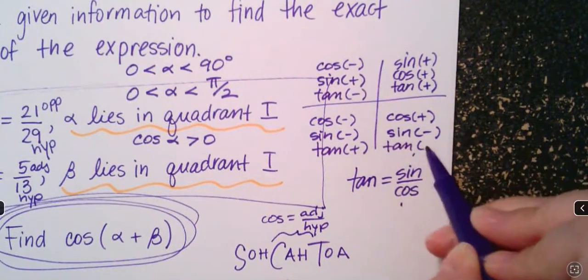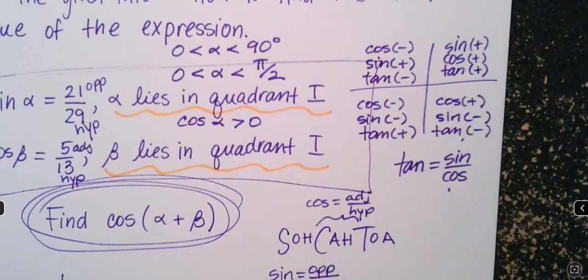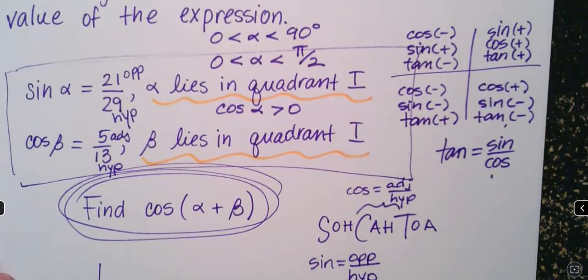So that's another way to tell us what quadrant to draw our little triangle in, our right triangle in, is to give us information that hints at what quadrant we're in.